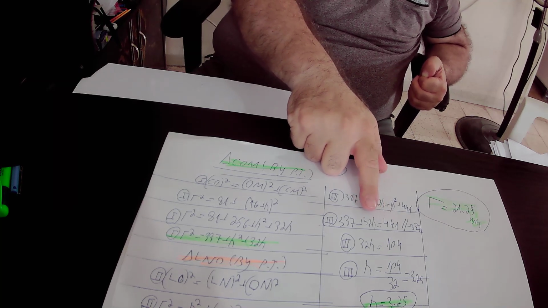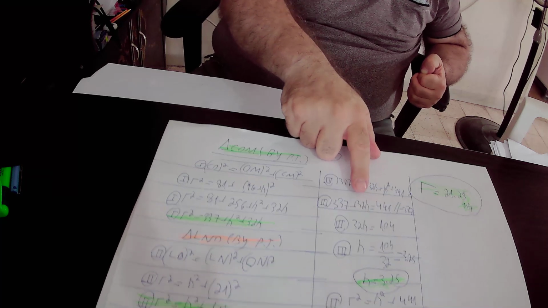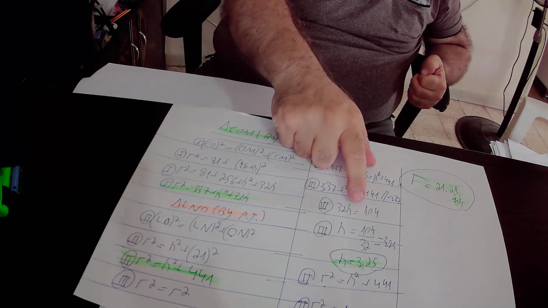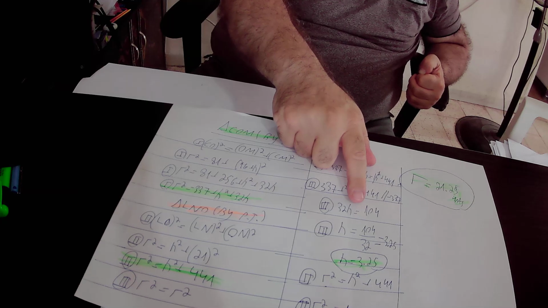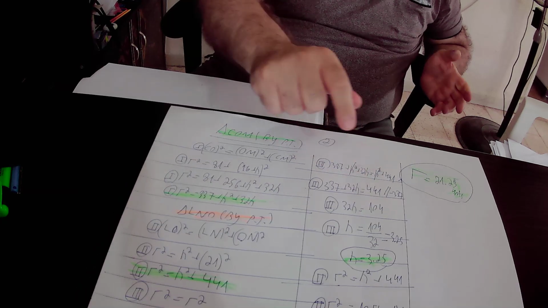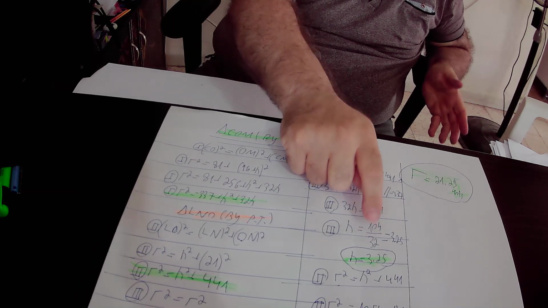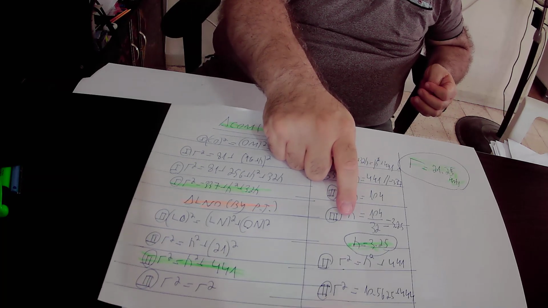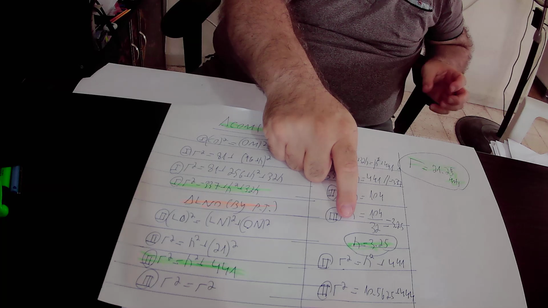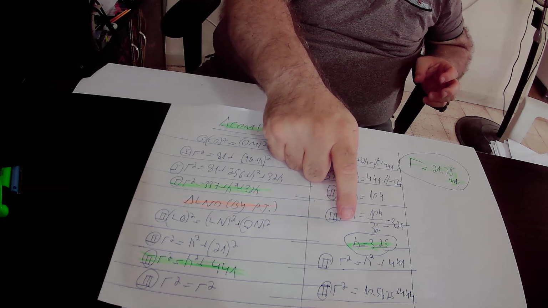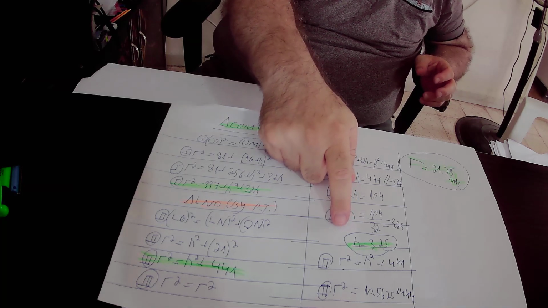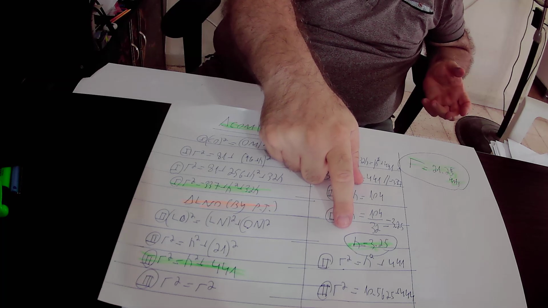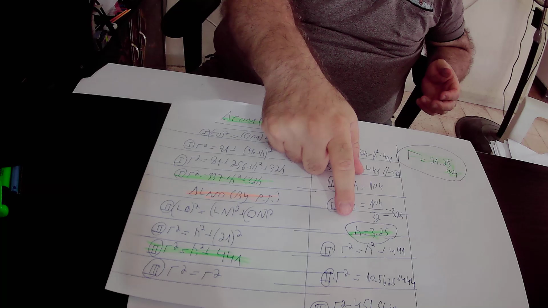We divided this equation by 32, and found out that H equals 104 over 32. 104 over 32 is 3.25. So we found out that H equals 3.25. Then we substituted H in equation number 2 by 3.25. According to equation number 2, R square equals H square plus 441.